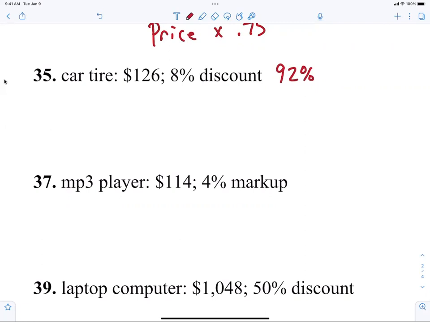Okay, so you take the 126. So you move the decimal place over twice, so you have 126 times 0.92. That's right. And so you get 115.92. Is everybody okay with that? Miss Clifton, did you get that? Okay. Now, Lila, you're on 37.